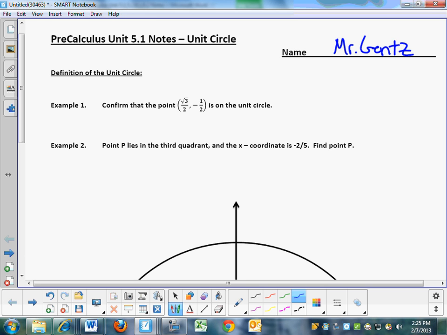Take baby steps. We start with the unit circle. Unit circle. Circle. With center at the origin. With radius equal to 1.